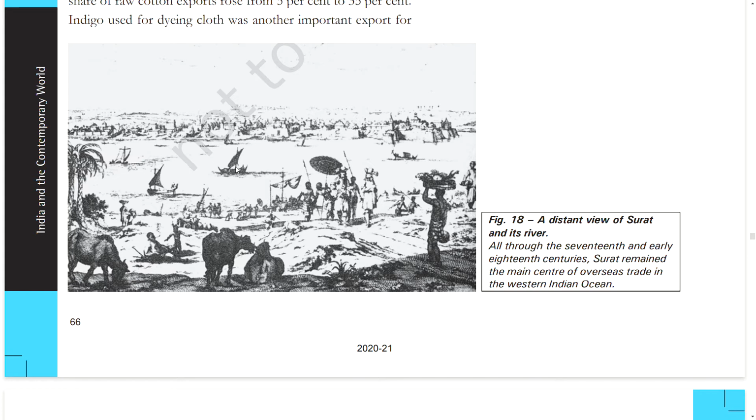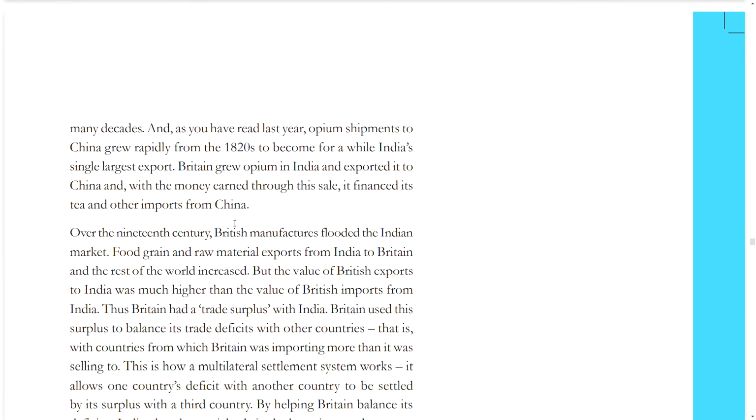All through the 17th and early 18th centuries, Surat remained the main center of overseas trade in the western Indian Ocean. And as you have read last year, opium shipments to China grew rapidly from the 1820s to become for a while India's single largest export. Britain grew opium in India and exported it to China, and with the money earned through the sale, it financed its tea and other imports from China.